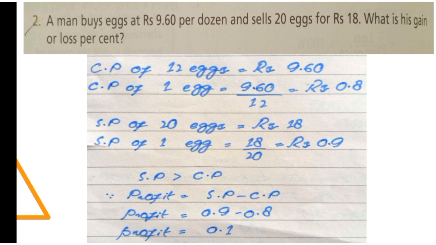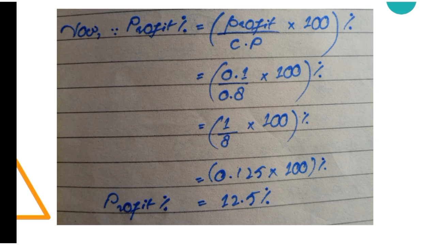Now find the profit percentage. We know the formula. In the place of profit, write the value 0.1. In the place of cost price, I have written 0.8. Now the decimal points cancel, and we are left with 1 upon 8. When we divide 1 by 8, we get 0.125. And when we multiply it by 100, we get 12.5%.